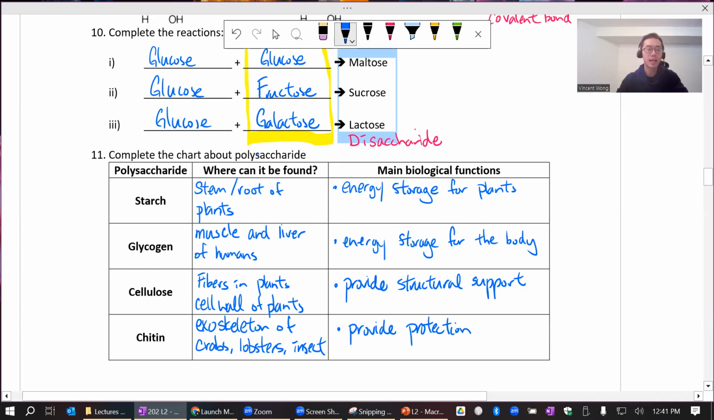That's all. That's everything we learned about carbohydrates. Does anybody have any question before we move on to lipids today?